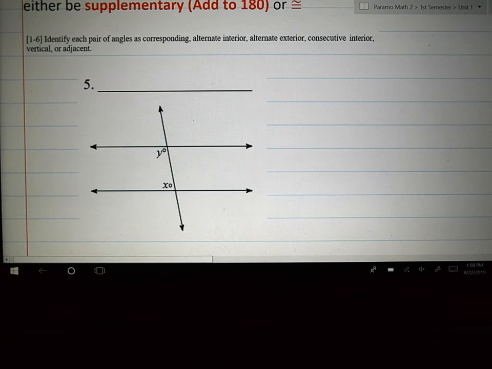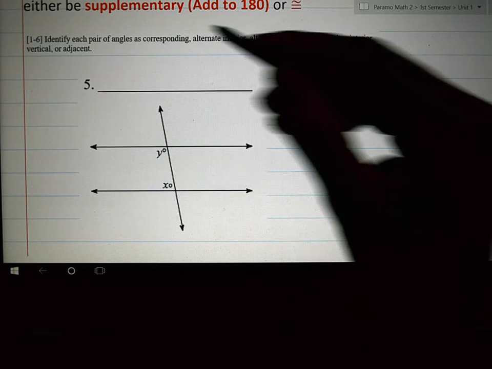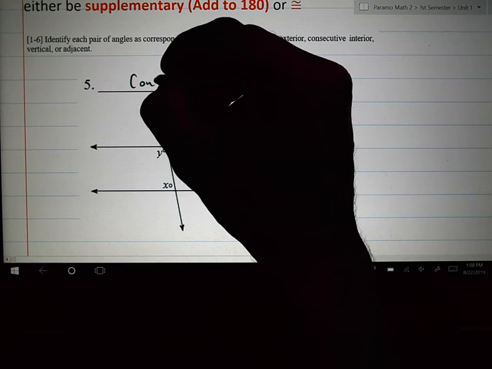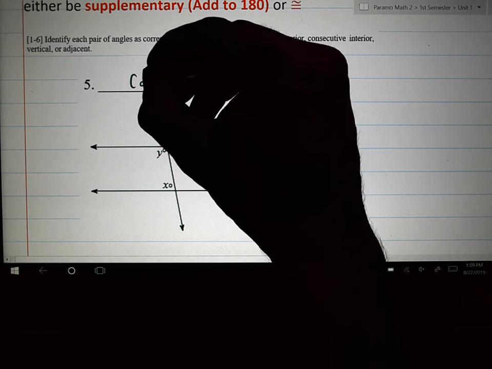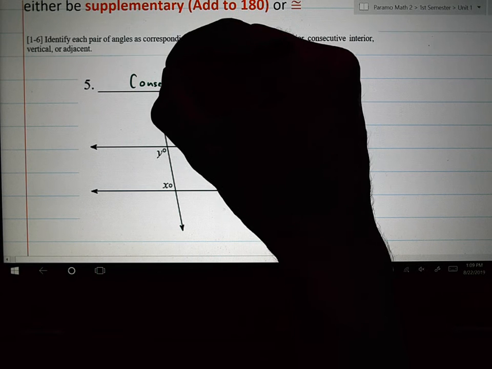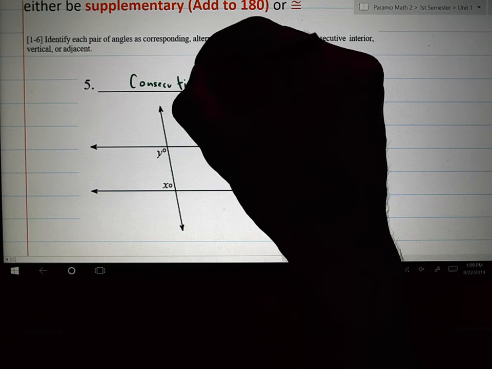So, did we already do this question? The answer for number 5 was consecutive interior.